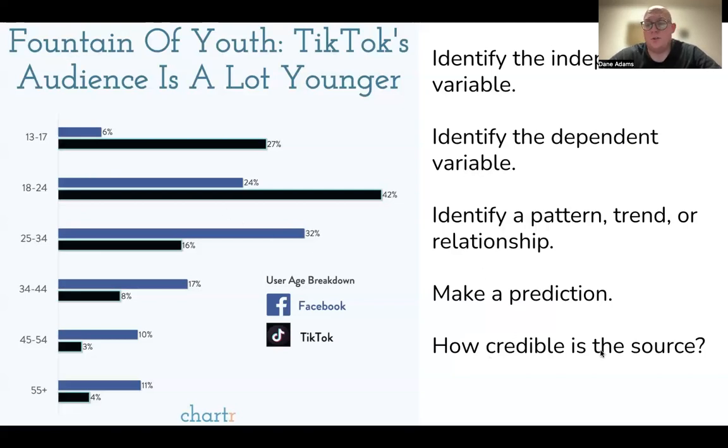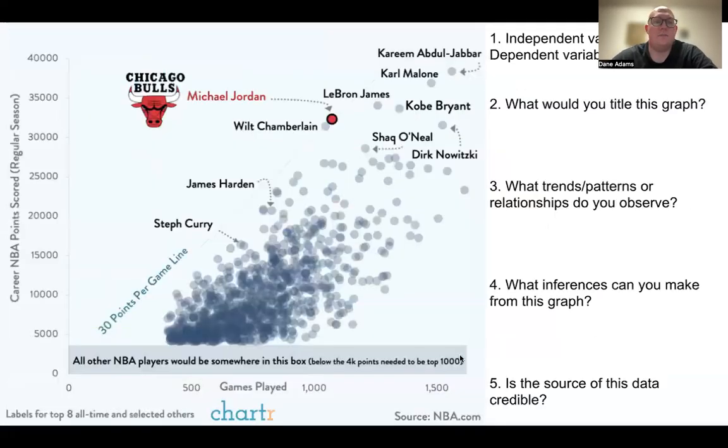How credible is the source? Well, if you notice, there isn't a source listed. That is a red flag. We should always be skeptical if there's no source. Now there is a source. I cropped it out just so that I could talk about that. But if there's not a source listed, that's a red flag. We should be cautious of that.